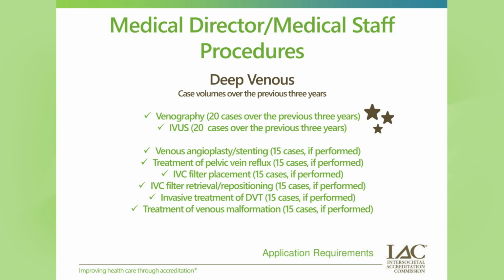However, if you'll notice in the next few slides, I do have stars next to the procedures that you absolutely have to meet the volume pathways for. So for deep venous, you must perform venography, 20 cases over the previous 3 years, and IVUS, 20 cases over the previous 3 years. If you wish to apply for any of the other types of procedures under deep venous, they all require 15 cases over the previous 3 years. But again, you do not have to apply for all of them. You only have to apply for the venography and the IVUS.